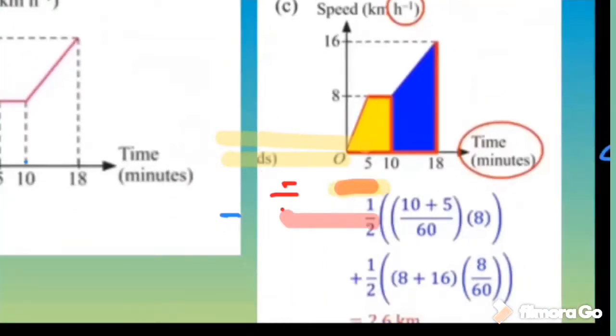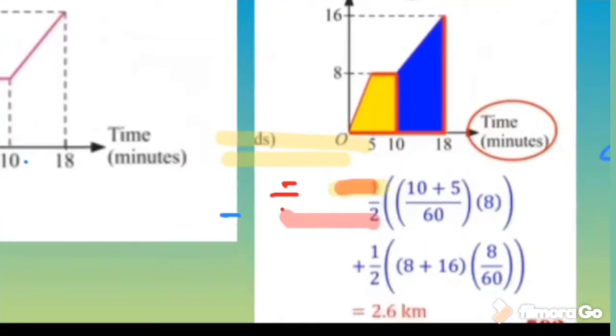So I have shown you the proper working. Please remember to copy this one in your exercise book. The question is asking to find the distance. Distance is represented by the area under the graph. So you just find the area under the graph.